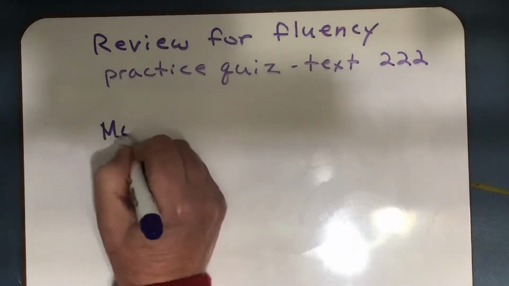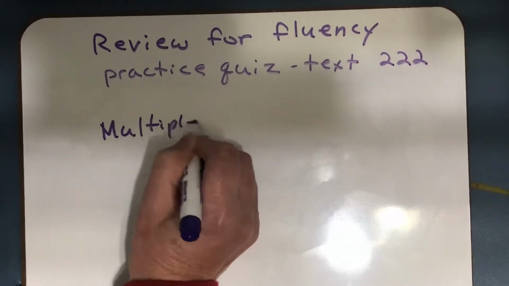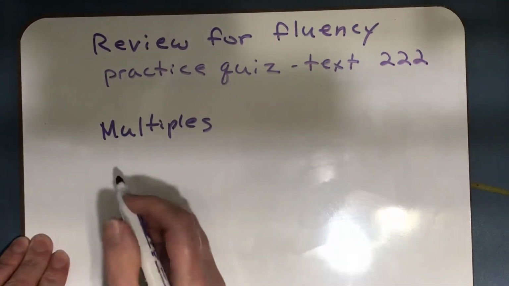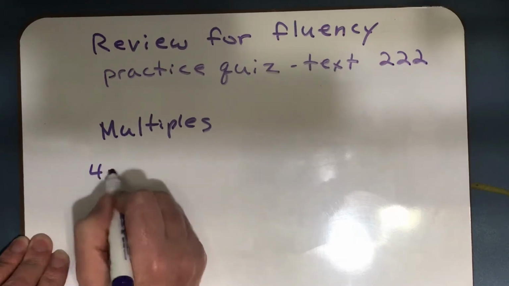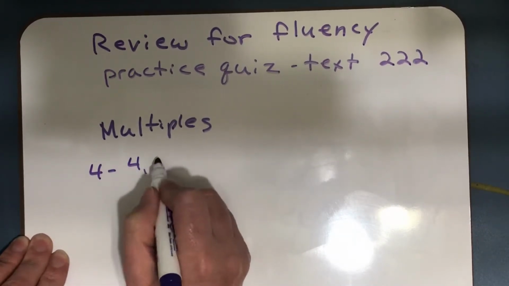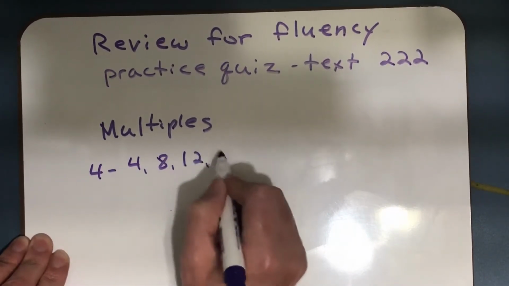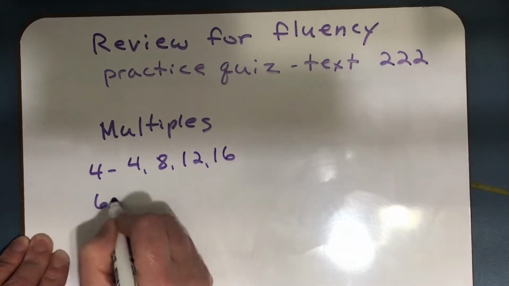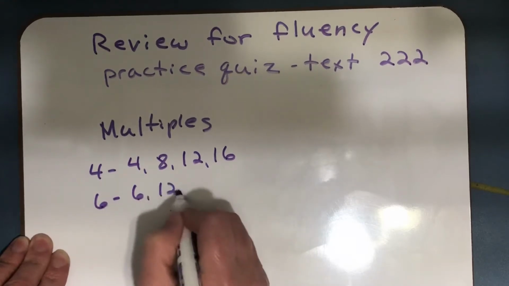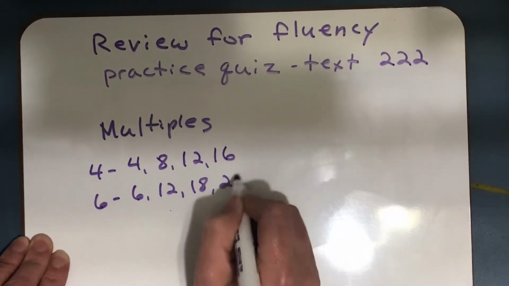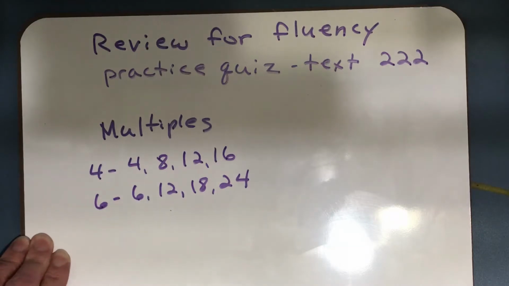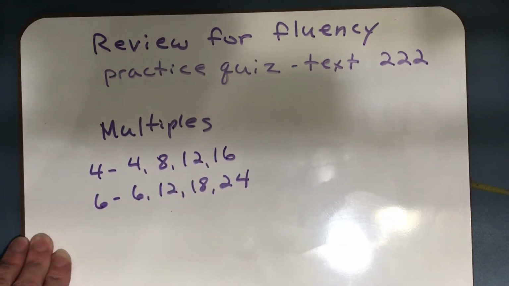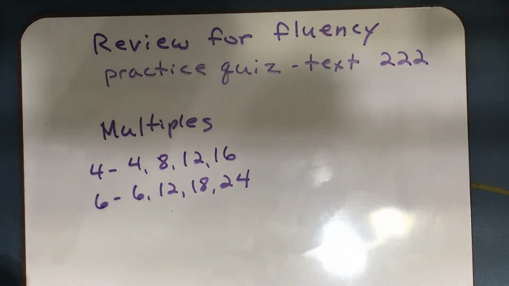So remember, multiples are all of the answers to multiplication problems for a certain number. So if I write out the multiples of 4, that would be 4, 8, 12, 16, and so on. And then if I also want to write the multiples of 6: 6, 12, 18, 24. Okay, and I can see that a common multiple of 4 and 6 would be 12. Remember, common means it's on both lists.